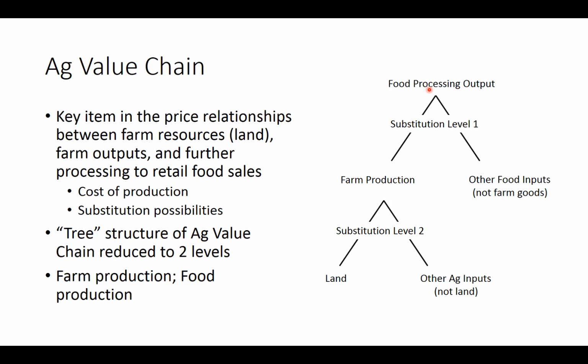So let's look at what we have here. The key piece as we move up through here between farm resources and farm outputs, and then further processing to something that's going to be food that's bought at retail, is the cost of production of the food good and the farm good, right? So how are the costs split up between these two branches? This is what we call a tree structure of the ag value chain. So, level one, level one, level two. I'm counting from the top.